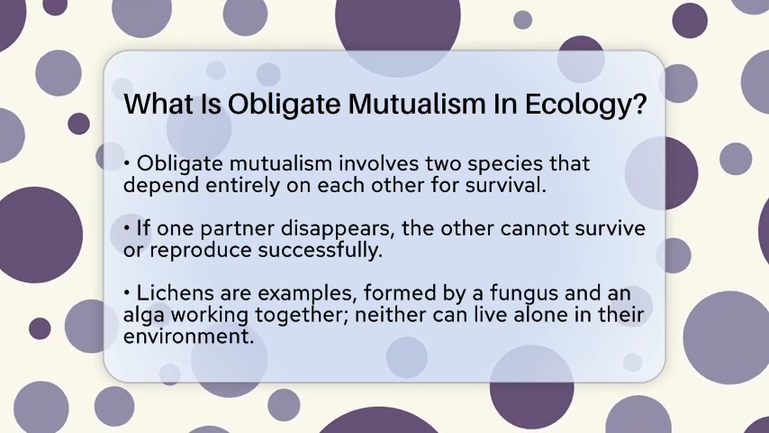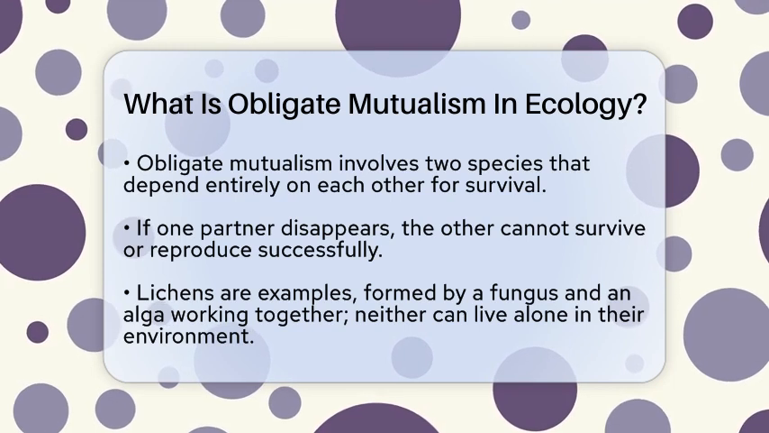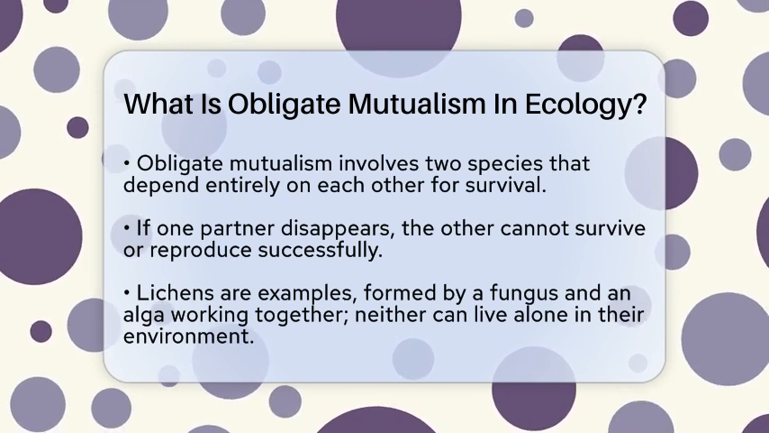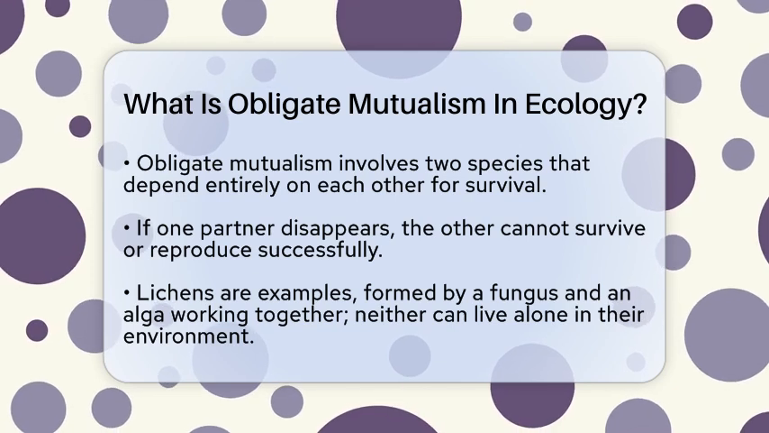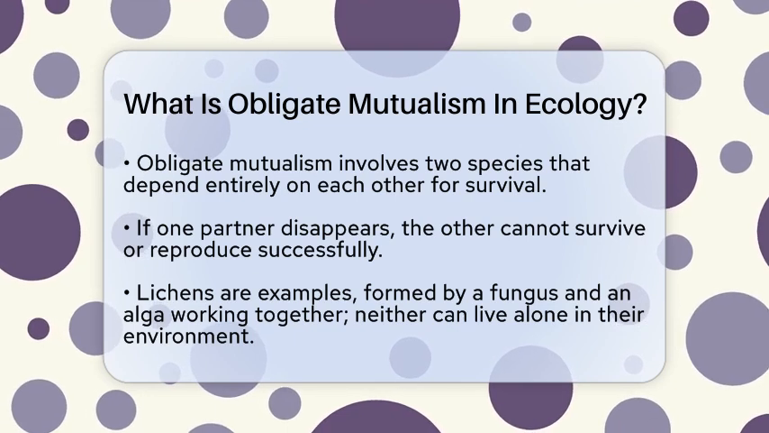In nature, many species form partnerships that benefit both. But in obligate mutualism, the benefits are essential. If one partner disappears, the other cannot survive or reproduce successfully. This makes these relationships very tight and specific.